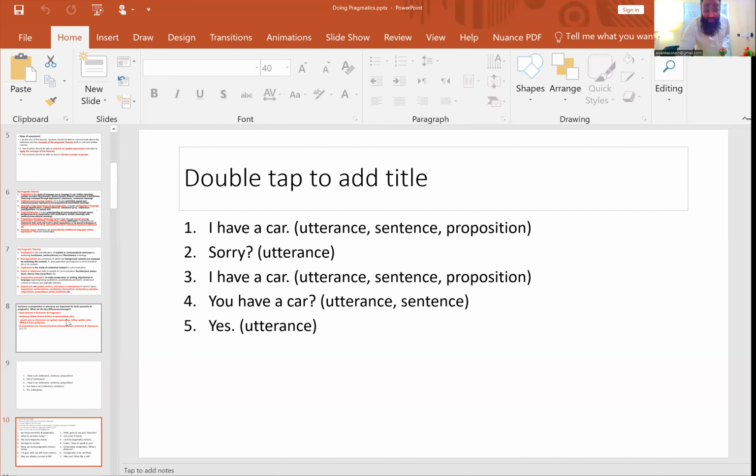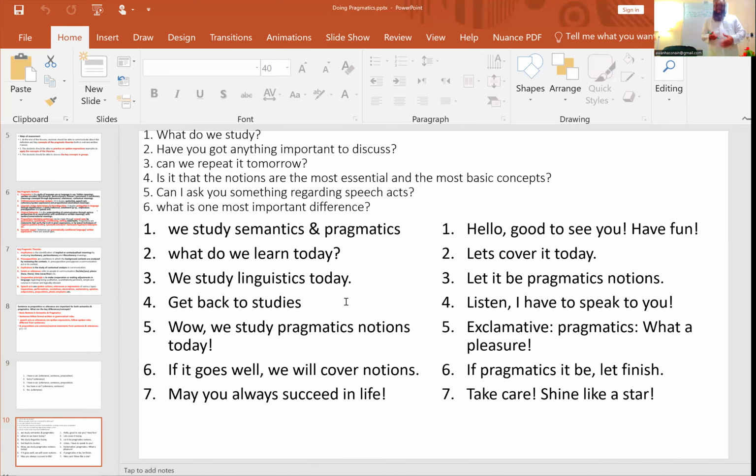Excellent. Let's go further. So we have three of these notions here, and it is giving the overall understanding. So what do we study? Have we got anything important to discuss? Can we repeat? Basically, the first one is a question that asks for clarification or information generally about something. We study semantics or pragmatics is a sentence. What do we learn today? What kind of sentences? Excellent. Interrogative. We study linguistics today, okay?